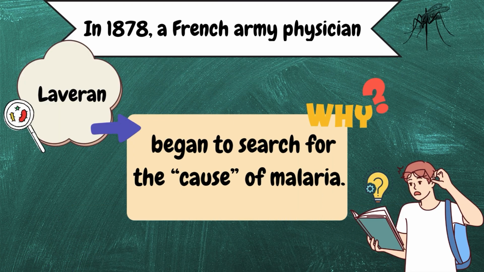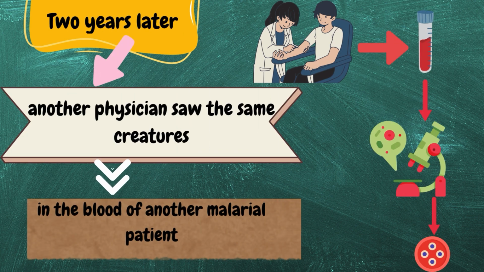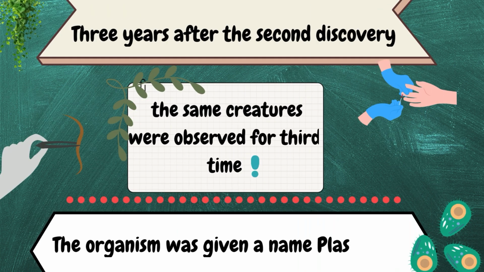In 1878, a French army physician, Laveran, began to search for the cause of malaria. For that search, he took a small amount of blood from a malarial patient and examined it under a microscope. He noticed some tiny living creatures. His discovery was not believed by other scientists. Two years later, another physician saw the same creatures in the blood of another malarial patient. Three years after the second discovery, the same creatures were observed for a third time. The organism was given the name Plasmodium.